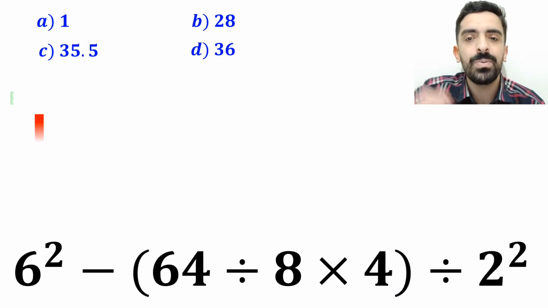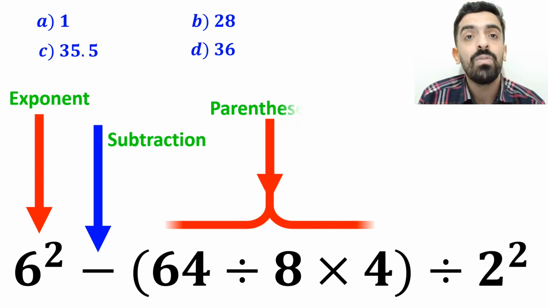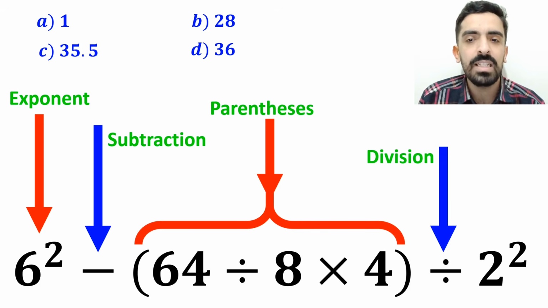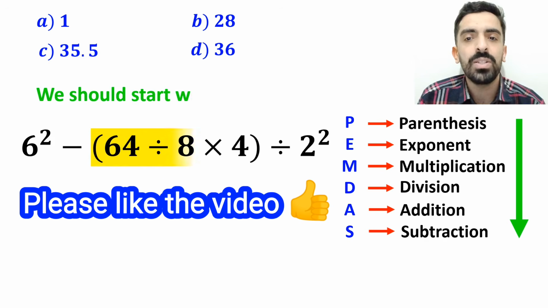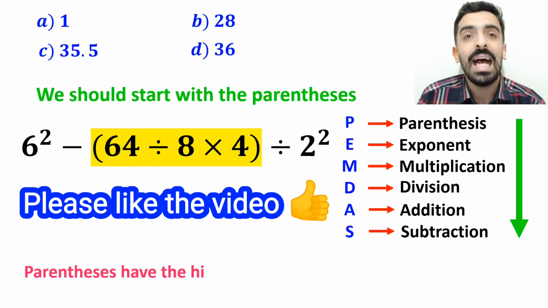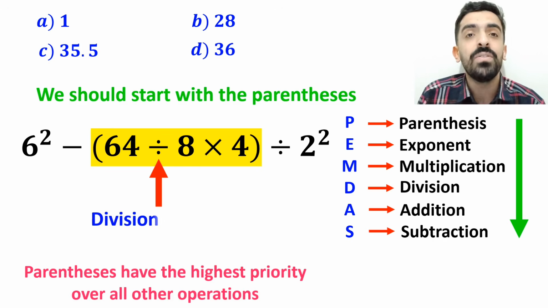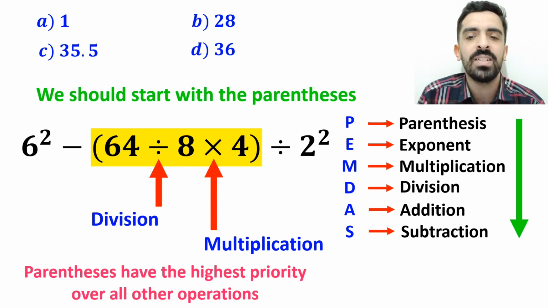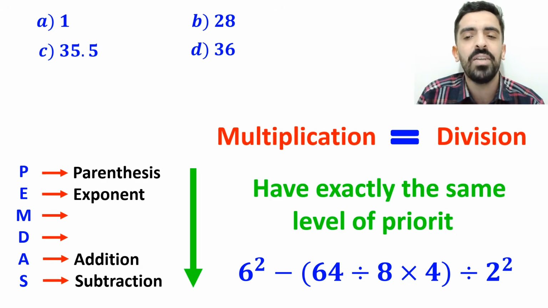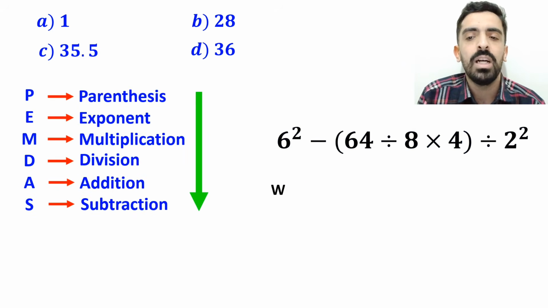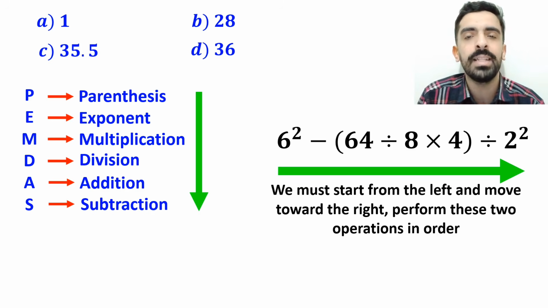Okay, as you can see on the screen, in this equation, first we have an exponent, then a subtraction sign, followed by parentheses, then a division sign, and finally another exponent. According to the PEMDAS rule, first we should start with the parentheses because parentheses have the highest priority over all other operations. And inside the parentheses, first we have a division sign, then a multiplication sign. It's very important to note that multiplication and division have exactly the same level of priority. In this situation, we must start from the left and move toward the right, performing these two operations in order.